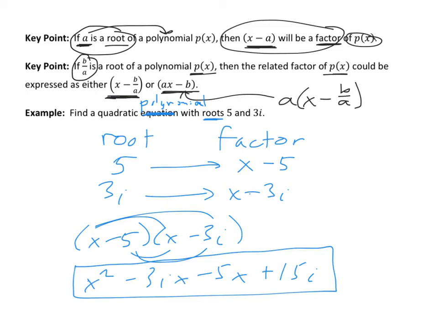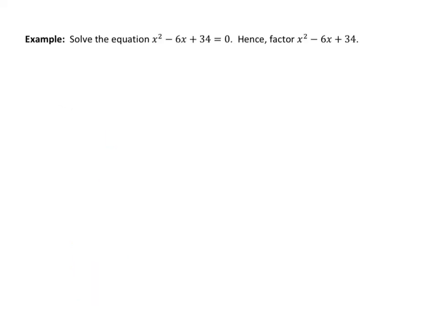Now, you might feel weird calling this a polynomial because it has i in it. That's okay. That just means that this is a complex quadratic polynomial. And we tend to deal with real polynomials. And with that in mind, I actually have some specific things to tell you about real polynomials. But before we get to that, let's do one more example that lets us practice this relationship between roots and factors. So here I'm going to ask you to solve the equation x squared minus 6x plus 34, and then hence factor this.